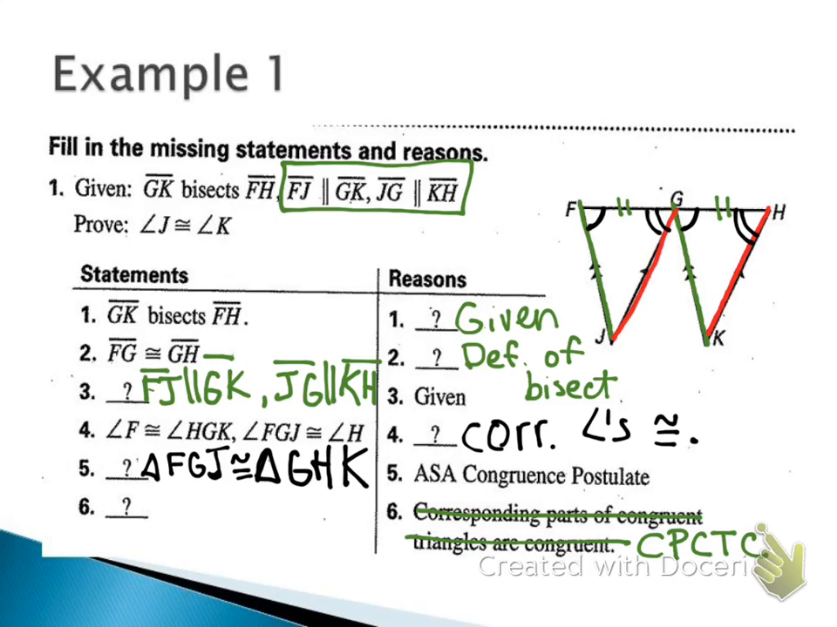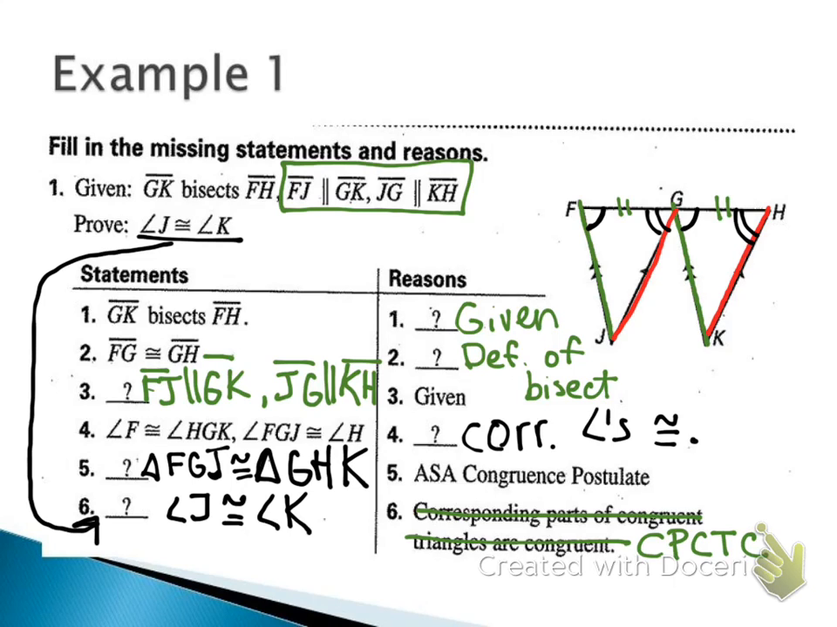And then the final statement is always, what were you trying to prove? What was I trying to prove? Angle J is congruent to angle K, and that's because corresponding parts of congruent triangles are always congruent.